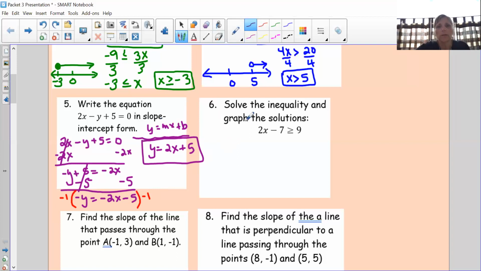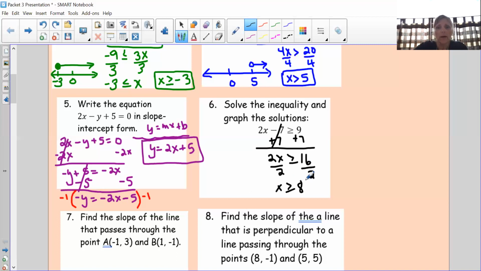Okay, number 6. Solve the inequality and graph the solutions. So one more time, I've had 1, 2, and now a third one with the same directions. I'm going to pretend this is an equal sign right now, and 9 is a number, minus 7 is a number, so I'm going to add 7. Okay, 2x greater than or equal to 9 plus 7 is 16. Divide by 2. X is greater than or equal to 8.